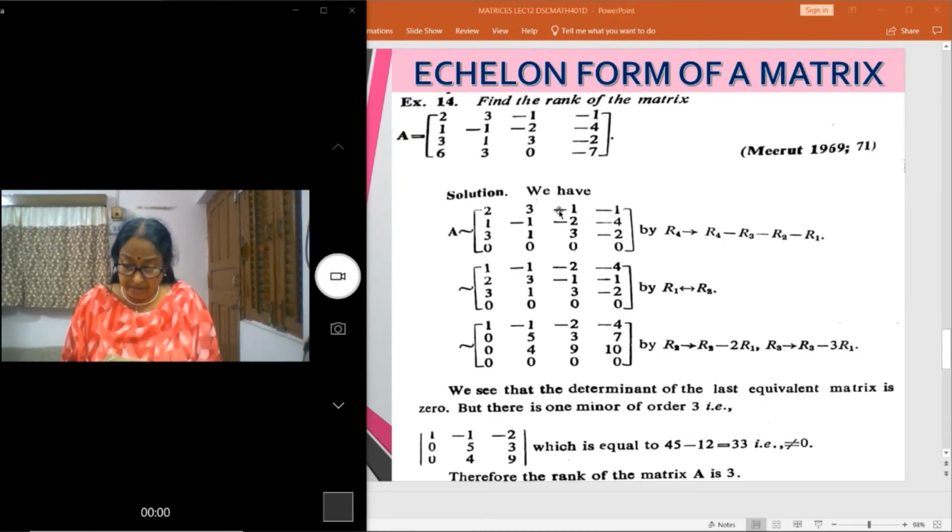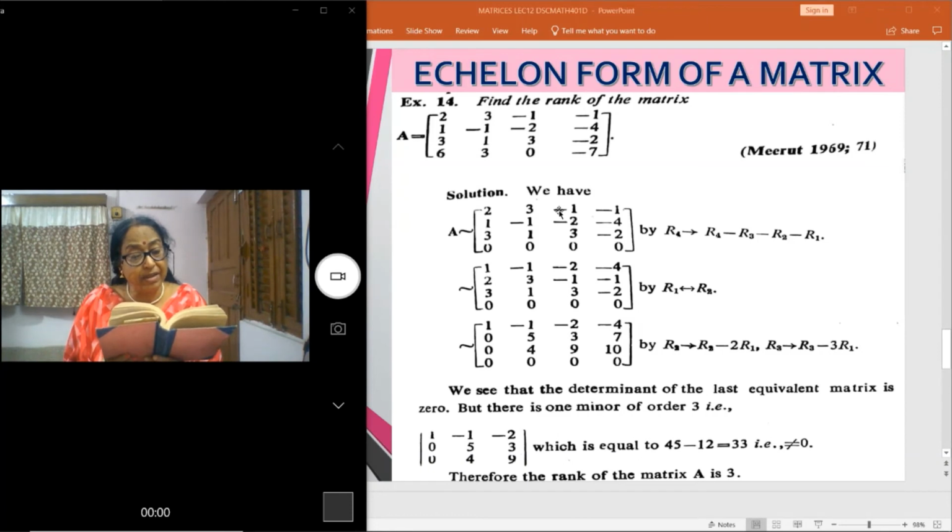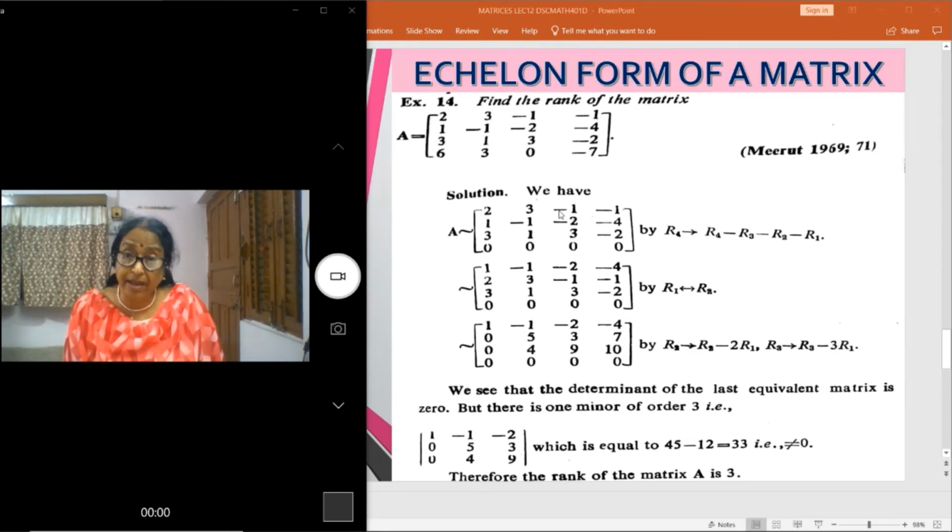Here, number 14, A is given, and you find that after giving the transformation, the third row is equal to 0. So the rank of this matrix will not be 4. So you have to take the determinant of every 3 cross 3 matrix, and if only one is not equal to 0, then it will become rank 3.